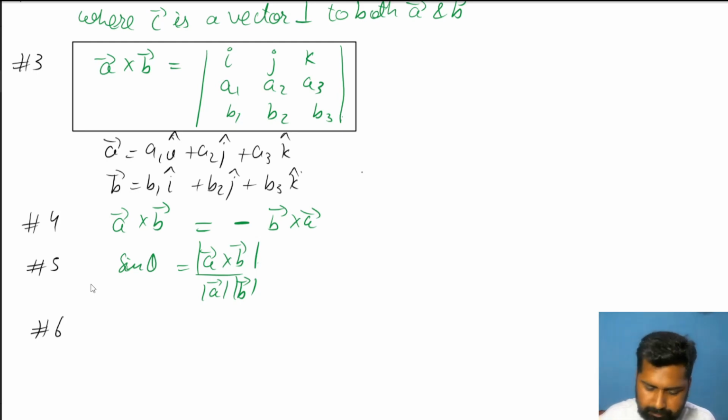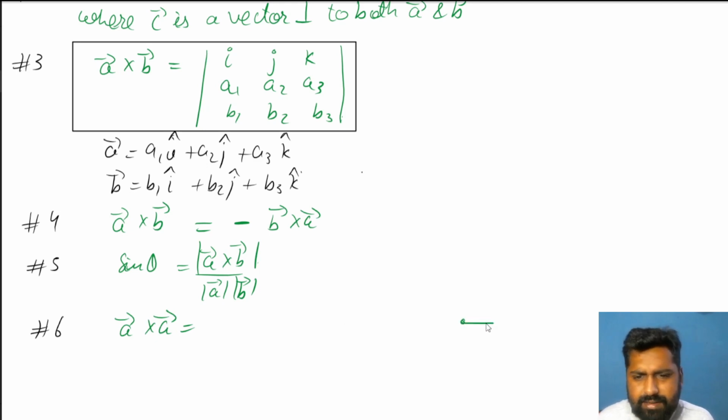Okay, then comes a property, A cross A. Like A dot A, na? A dot A was mod A square. So A cross A, let's say this is a vector A, this is another same vector A on this. Okay, another vector A on this. So angle between them, there is no angle right now. So they have theta is 0. What is sine 0? Sine 0 is 0. So remember that A cross A is a 0 vector, null vector.